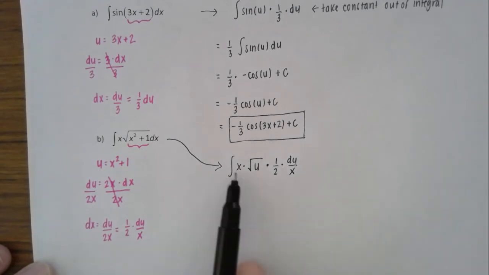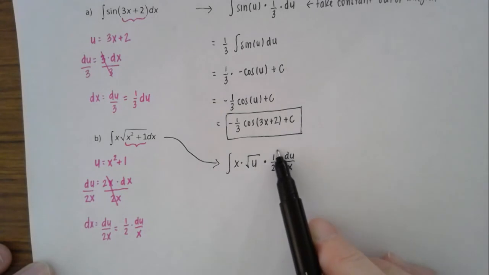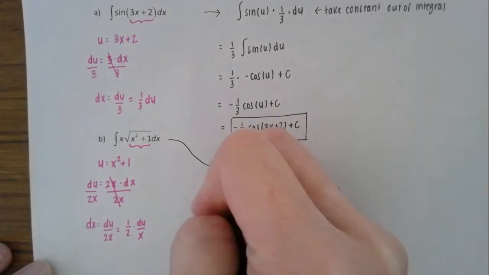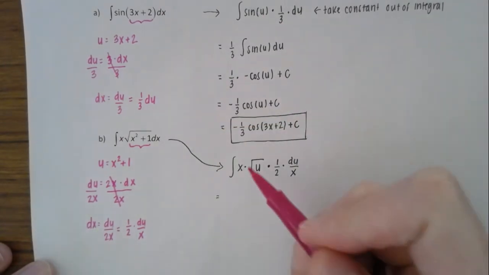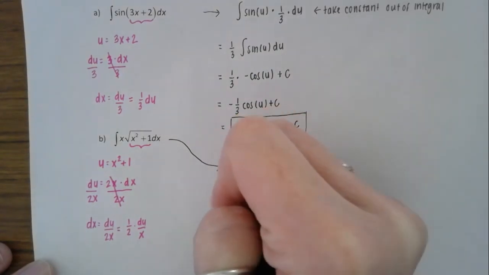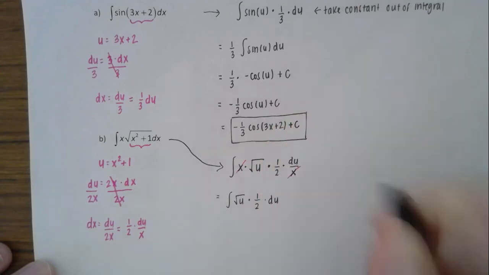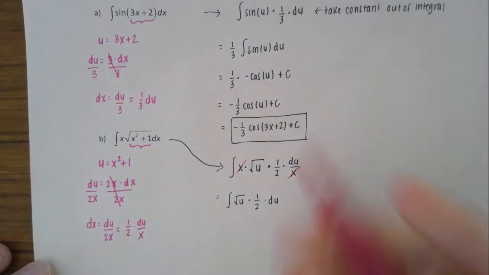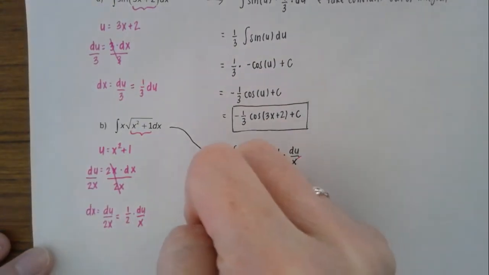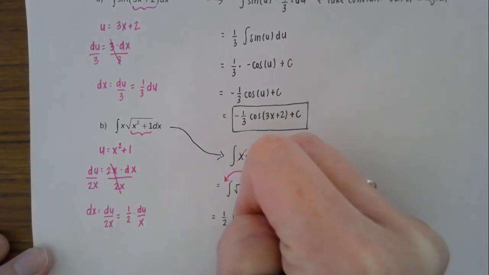And the reason that I'm doing that is because I'm noticing that over here, I only have an x to cancel out. And this 1/2 is going to be the constant that's going to get pulled on the outside of my integral. So here my x's cancel out. I'm left with the integral of square root of u times 1/2 times du. But again, I'm going to go ahead and pull that 1/2 on the outside of my integral to make something a little bit nicer to work with. So 1/2 of the integral of square root of u du.